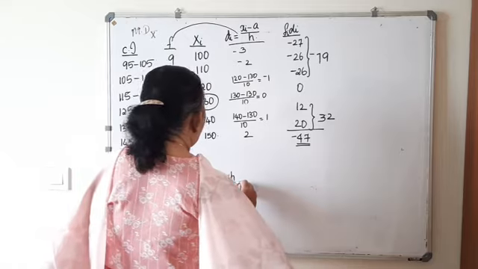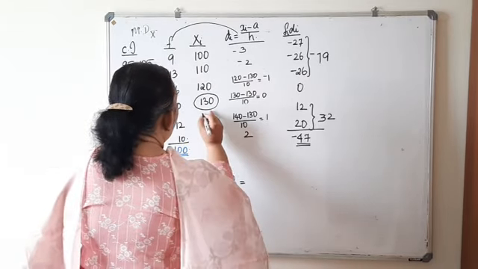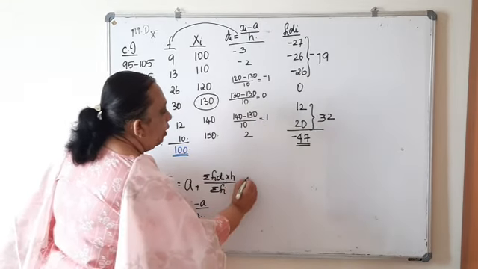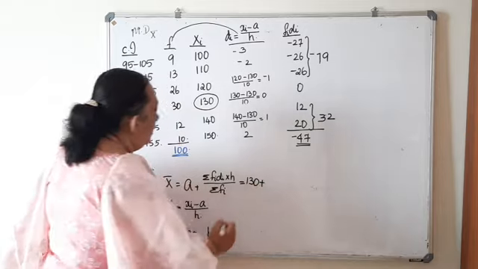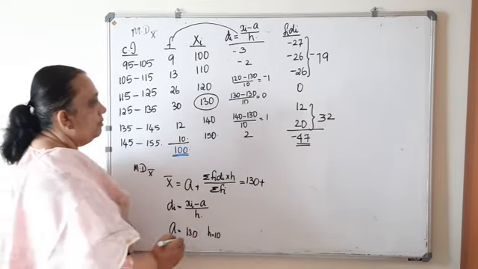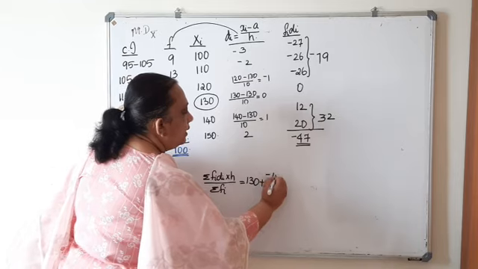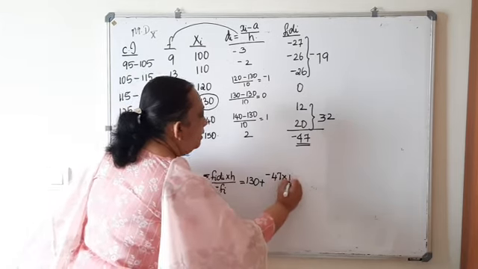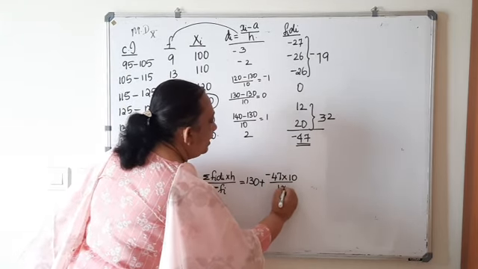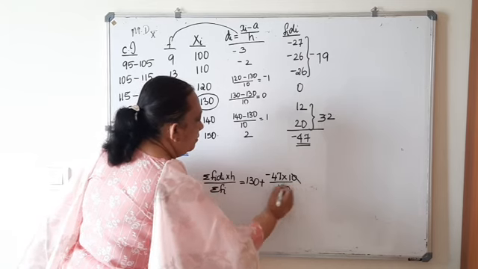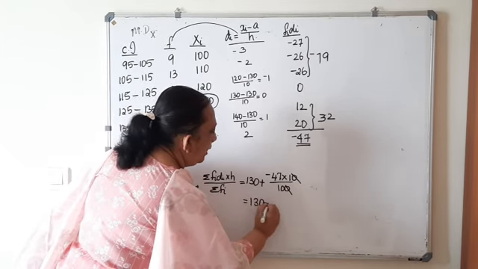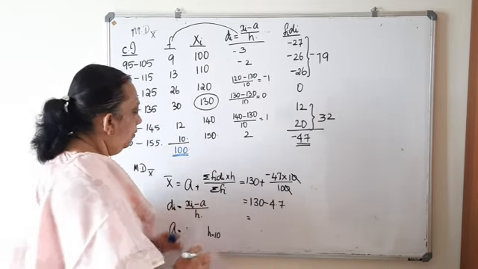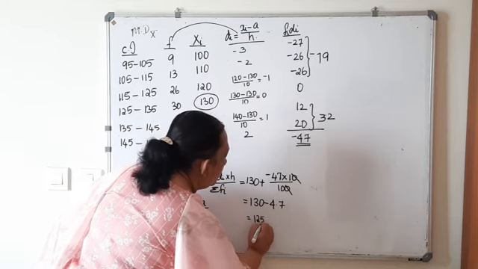So what is x bar equal to? X bar is equal to A, what is A? A is equal to 130 plus sigma Fi Di, sigma Fi Di is minus 47, into H. H is the class width 10, divided by sigma Fi is equal to 100. 130 minus 4.7 is equal to 125.3. This is the mean.